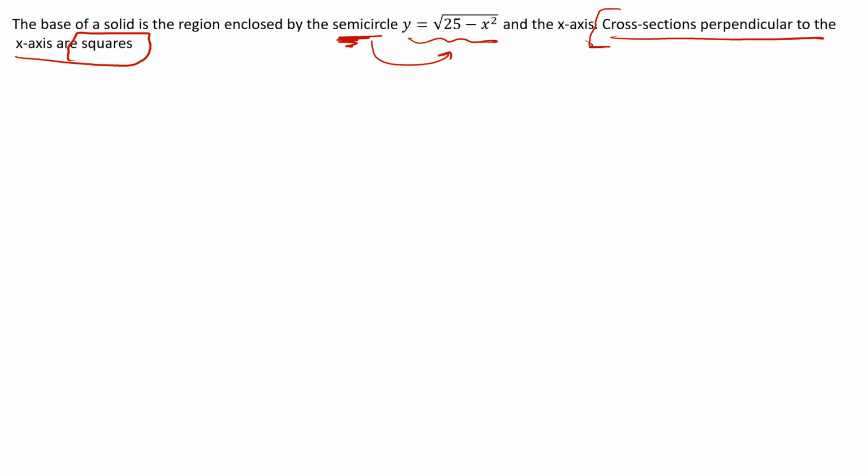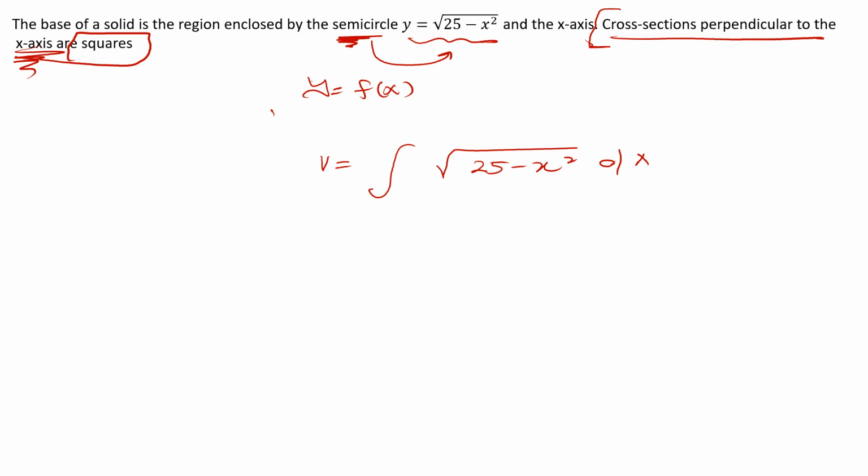So you have to cut the semicircle so that it is perpendicular to the x-axis and it is a square shape. What you will do is write the equation in the form of f of x, because it is perpendicular to the x-axis. So you will write volume equals, since it is a square, just write the equation, that is 25 minus x square, right here dx.